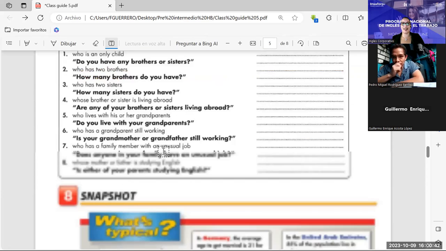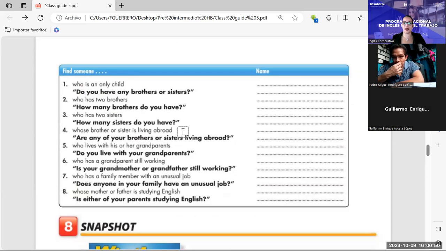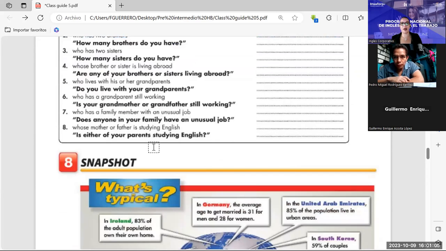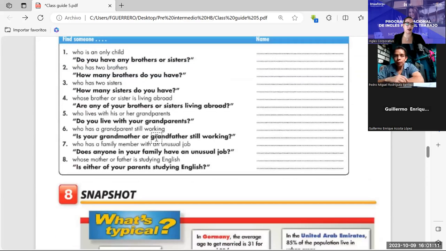Done. Nice. Now, this activity is to be done in groups. So, preguntar estas que tenemos aquí. Do you have any brothers or sisters? How many brothers do you have? How many sisters do you have? Las vamos a practicar, nomás para practicar pronunciación. Pueden repetir y luego, pues, si hay alguna palabra nueva, we can discuss it.